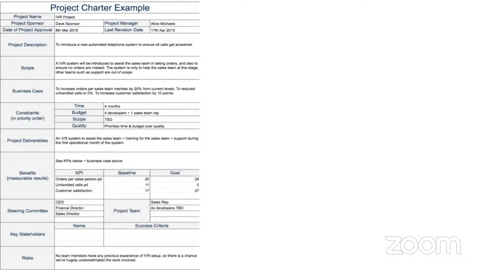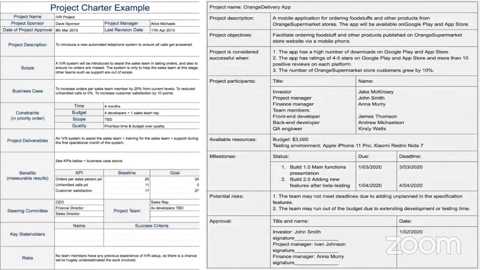Then you have the project deliverables. You have the benefits of the project with your measurable results. Here he broke them down into KPIs, baselines, and acceptable goals. Then you have your steering committee, your key stakeholders, and then your risks. So look at this, there is basically no place for assumption. He didn't put assumption, perhaps because everything is definite, so there is no need for assumption. But look at the other one.